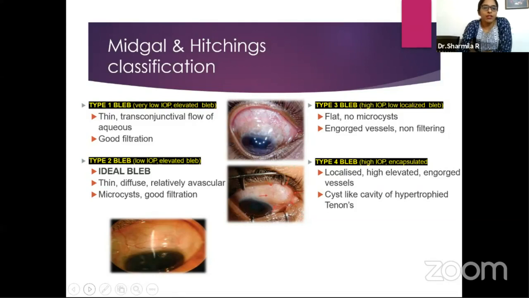It can be either a type 1 bleb or a type 2 bleb, which is a good ideal bleb. That is, the bleb is thin, diffuse, and there are microcysts and good filtration is seen. And a type 3 bleb is where there is a very high intraocular pressure, and you can see here that there is a lot of vascularity. And the type 4 bleb is a localized encapsulated bleb. So all these are some of the signs and classification of the bleb morphology.